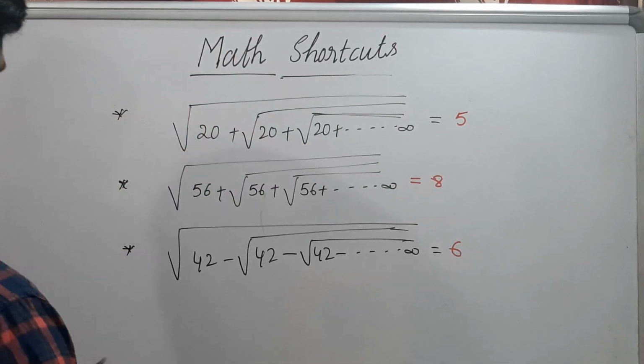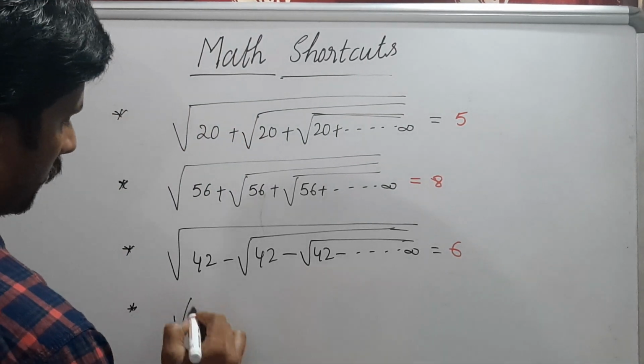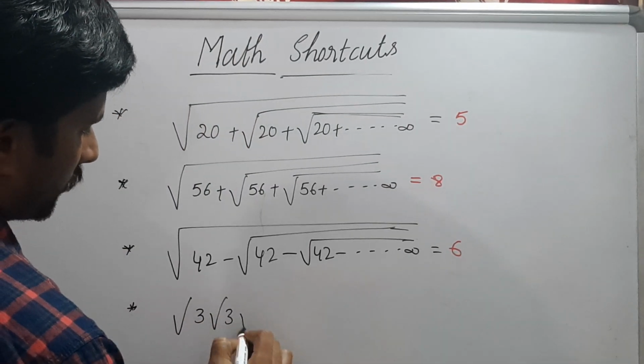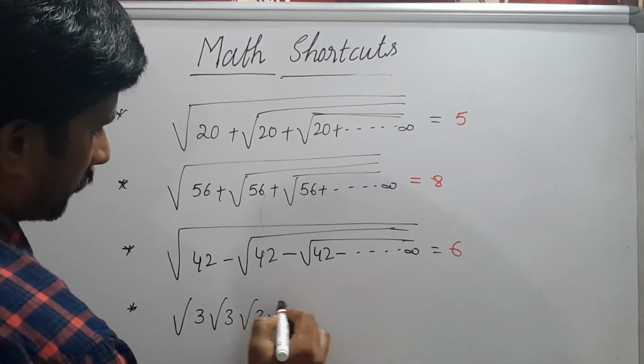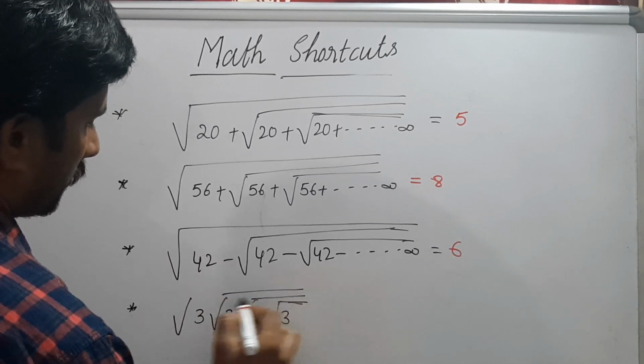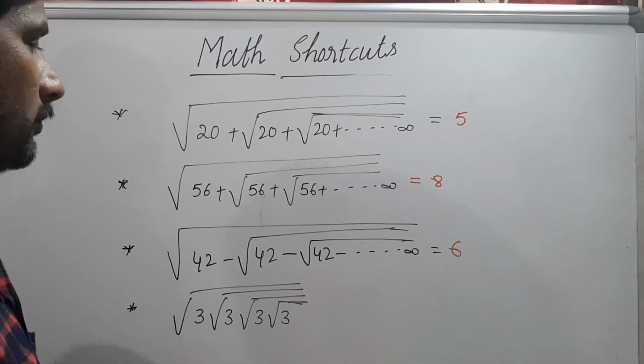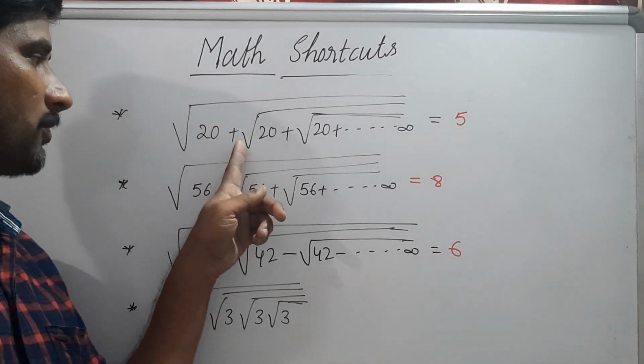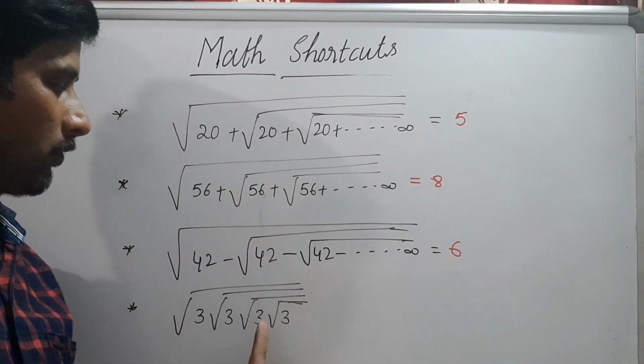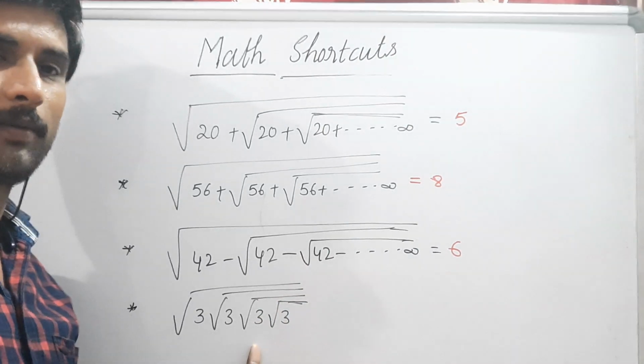When we have plus, we get the maximum value. Next, cube root of 3 into cube root of 3 into cube root of 3 and so on. So here we have the product sign. In the previous cases we had plus and minus. Now we have the product case.